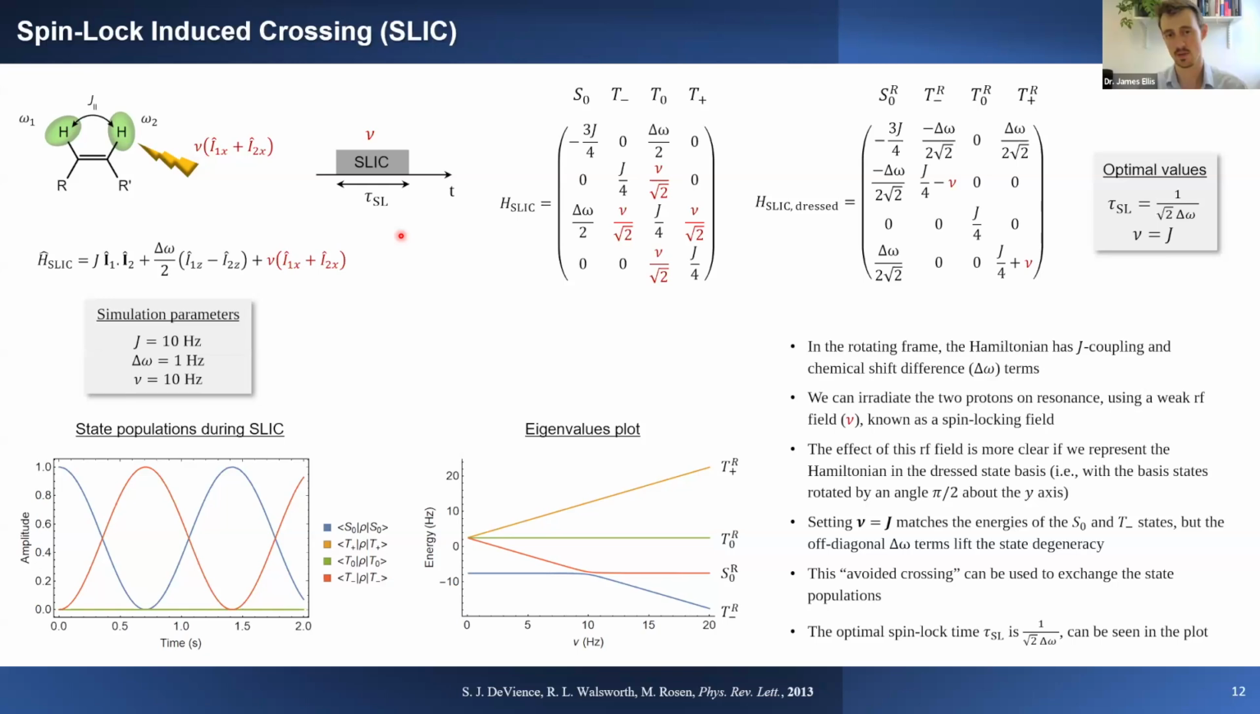Maybe I'll take a look at CP afterwards. My guess is that you're doing something very similar with CP, where if you write out the Hamiltonians, you'll see that when you turn on the two fields that essentially spin lock the two different isotopes, you're equilibrating the energies of two states and allowing polarization transfer between them.